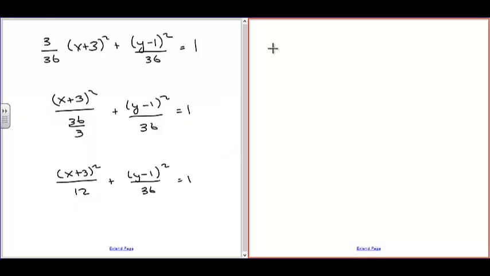So what can we say? Well, we can say the center is the point negative 3, 1, from the terms that are in the parentheses here. Now, since 36 is greater than 12, the y-axis is the major axis.